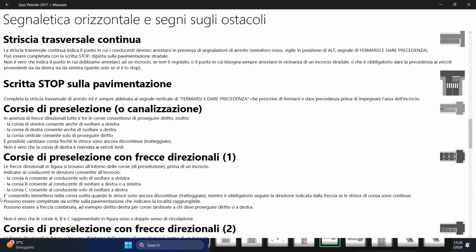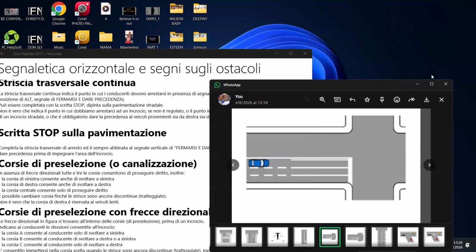Okay? Now they said, one, la corsia di sinistra consente anche di svuotare a sinistra. Let's go and see what we are talking about. In the absence of these arrows, if you find yourself in this corsia, you have the right to go either straight or to your left-hand side. Please take note, everybody.